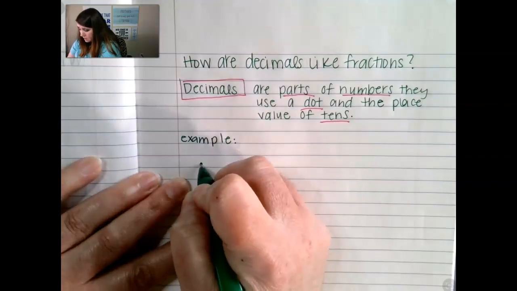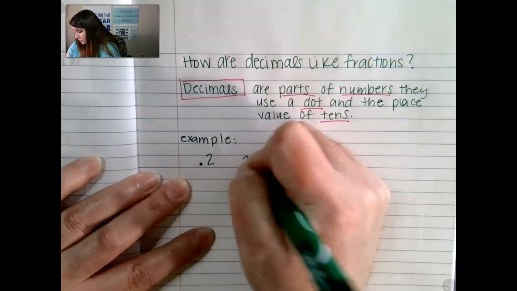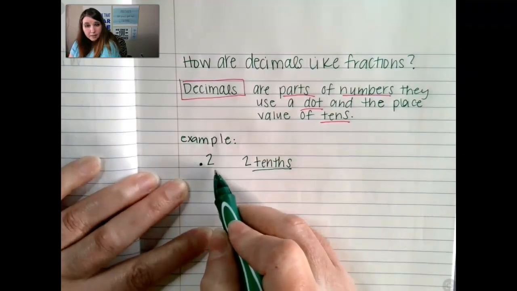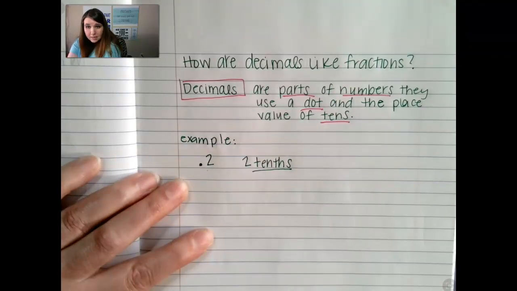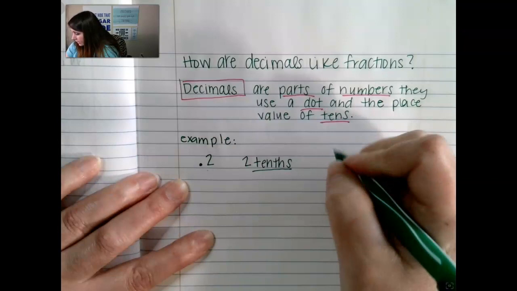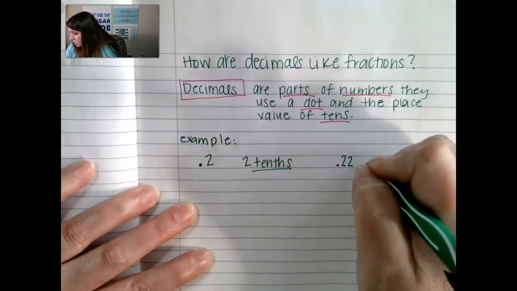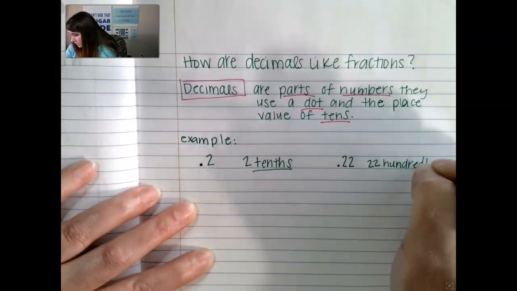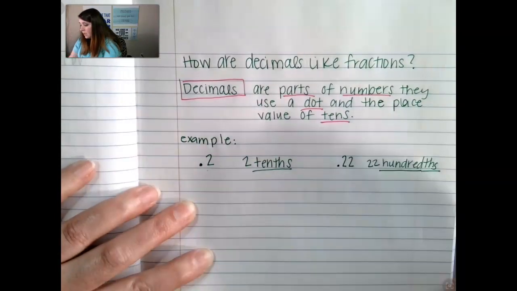this right here, 0.2, this is like saying 2 tenths. Okay, 2 tenths. It moves one place over on a base 10. If I had an example that was like this, it would be written as 22 hundredths. Okay, notice the TH after it, so it's hundredths.